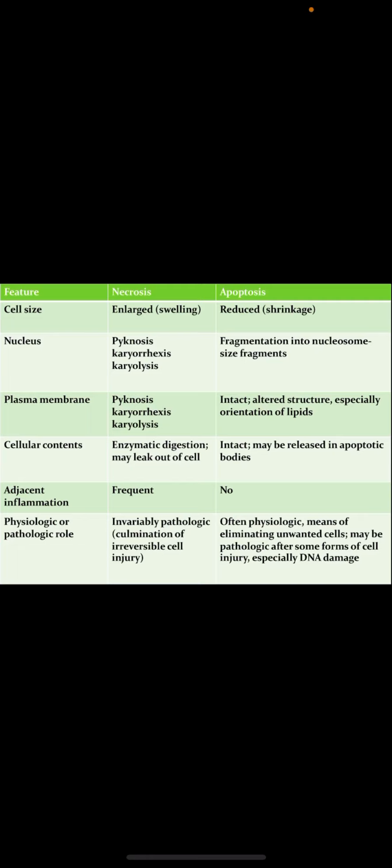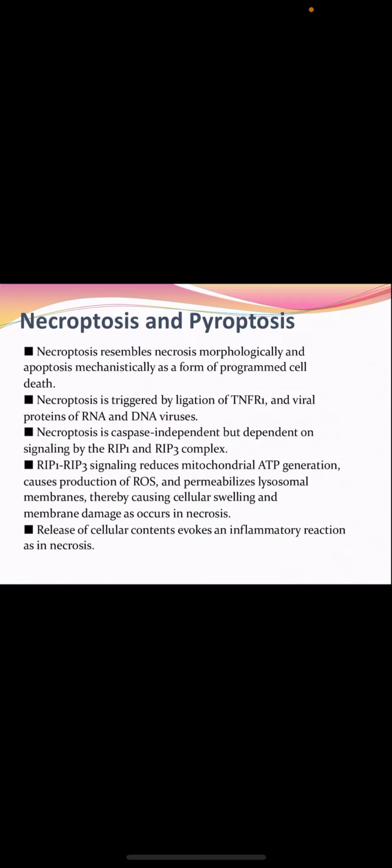Once the plasma membrane is damaged in necrosis, enzymatic content will leak out and the adjacent tissue shows inflammation. Whereas in apoptosis, the plasma membrane is intact and there will be no liberation of enzymes into the surrounding tissue. Therefore, there will be no inflammation. Necrosis is always pathological, whereas apoptosis can be pathological or physiological. These are the various differences between apoptosis and necrosis. This can be asked for 5 marks.